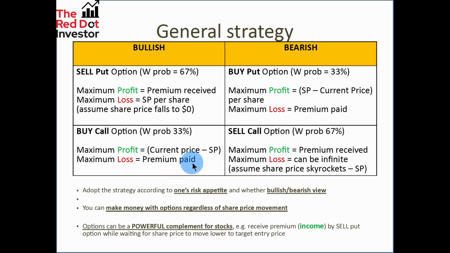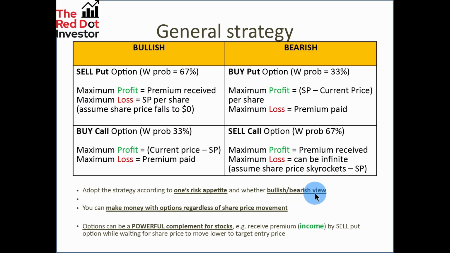Okay. So conversely, in a bearish case, if you are bearish about the share price, then we could do exactly the opposite thing. So instead of selling a put option, we will then buy a put option. Instead of buying a call option, we will then sell the call option. And adopt the strategy according to one's risk appetite and whether it is bullish or bearish.